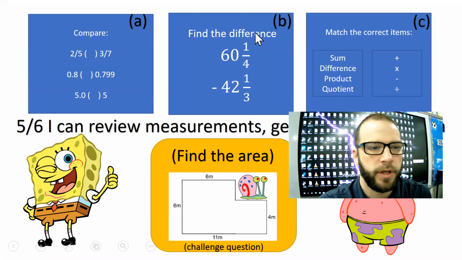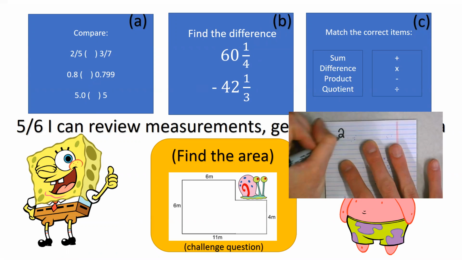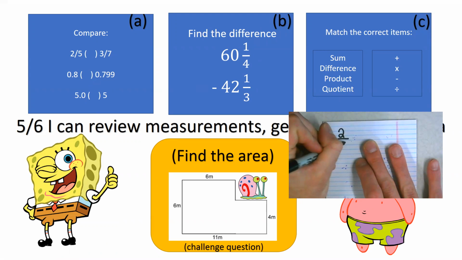Here we go. Let's start with A. Let's start with how to compare different amounts. And I don't just say fractions, because here's fractions, and then we have decimals, and then we have whole numbers. So let's check it out. Whenever you're comparing fractions, you want to make sure that they're written up and down like this.